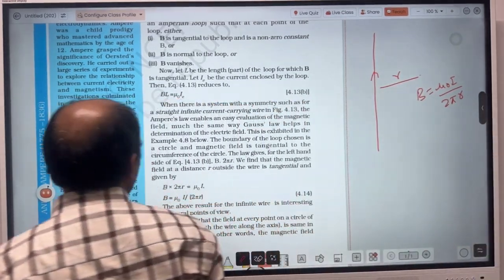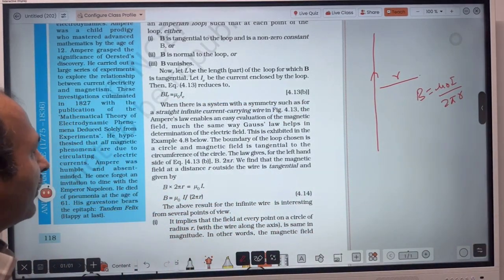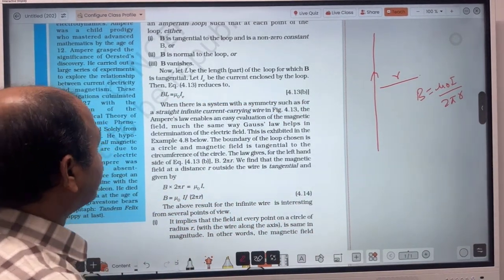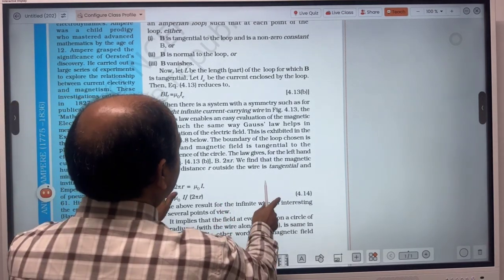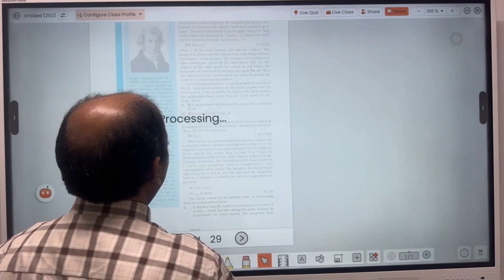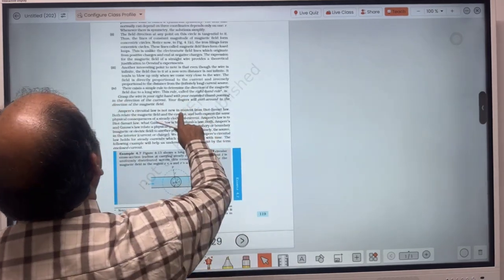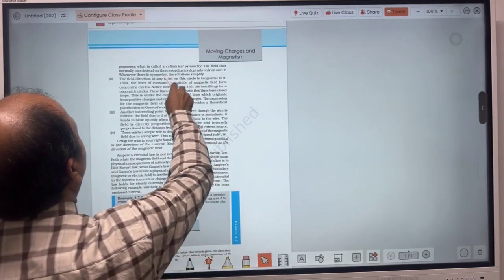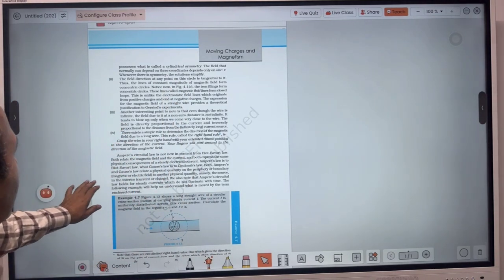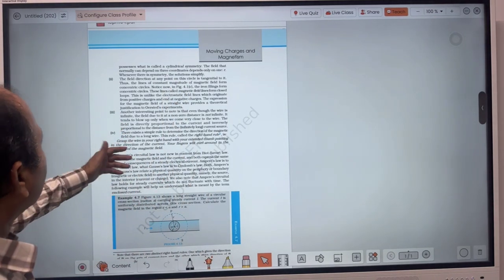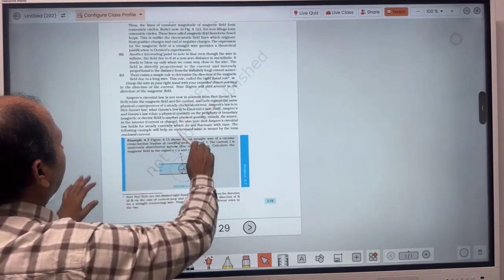Here its derivation is not given, so I'm not going to derive. Now here some important results are given, like cylindrical symmetry, etc. So that you can read, and if difficulty comes, I will explain you further.